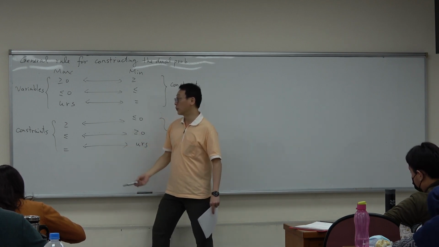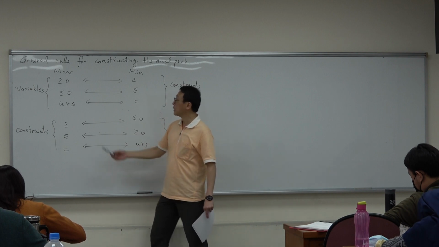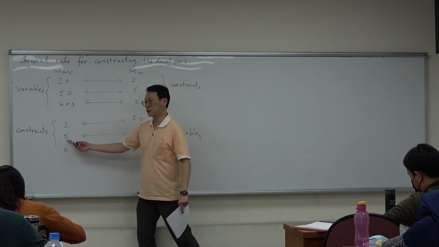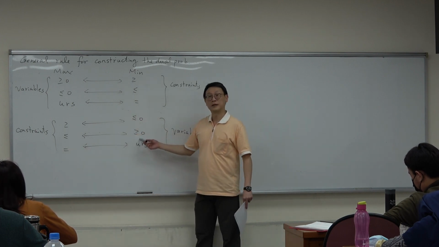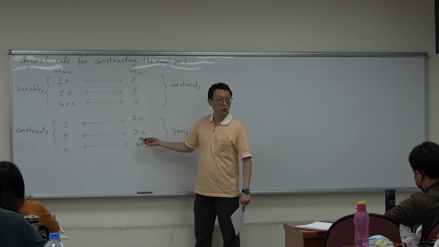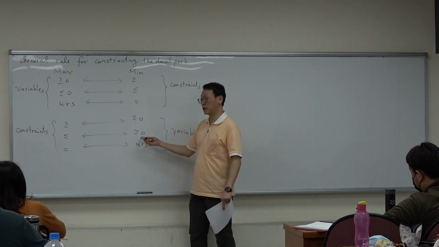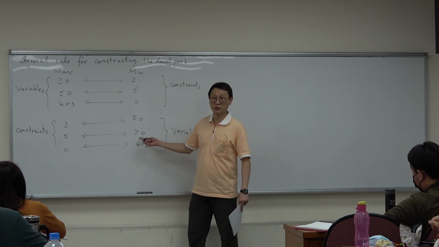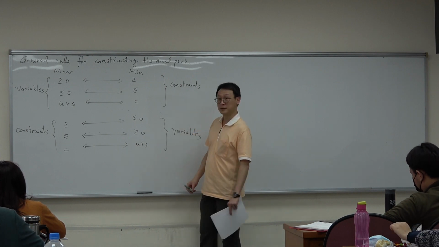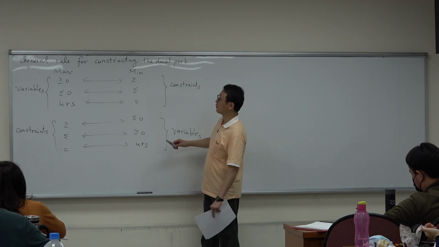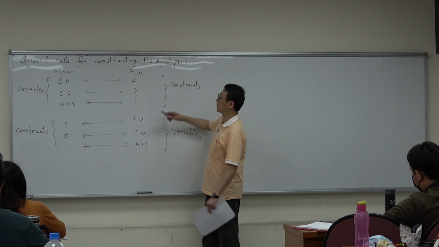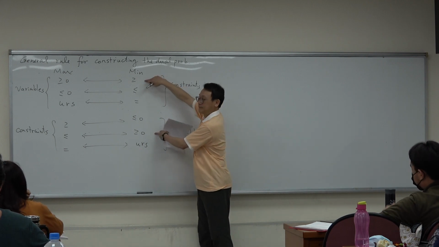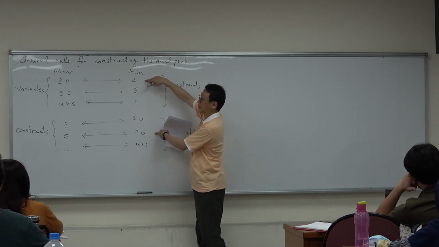And also in the example, we have maximization. All of the constraints are less than or equal to. So the dual problem, the minimization problem, will always be greater than or equal. The variable will always be greater than or equal to 0. Okay. So in the first example, we actually already know this story.